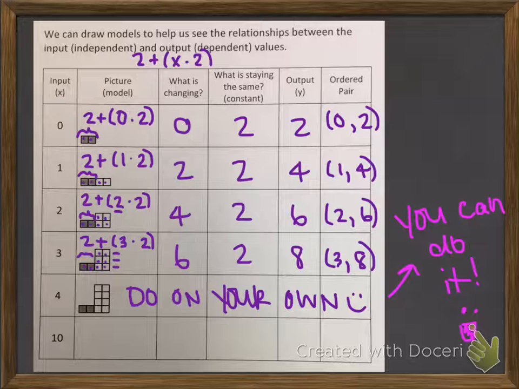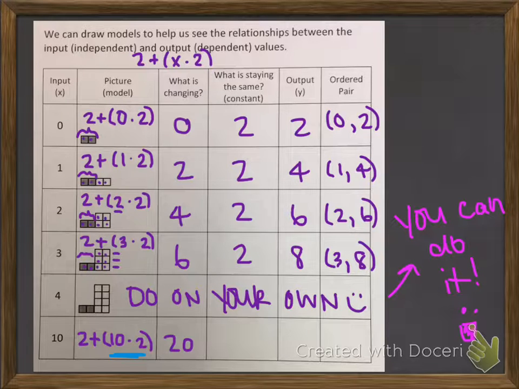Now let's look at the problem where the input is 10. There's not a picture there because that would be a lot of squares. And so really we're just going to write the rule. Now remember, our rule was 2 plus the input, which is 10, times 2. Now, what has changed is going to be the number of white squares. And we can find that by what's inside the parentheses, 10 times 2. And that's 20. There would be 20 white squares in that picture if we drew it out.